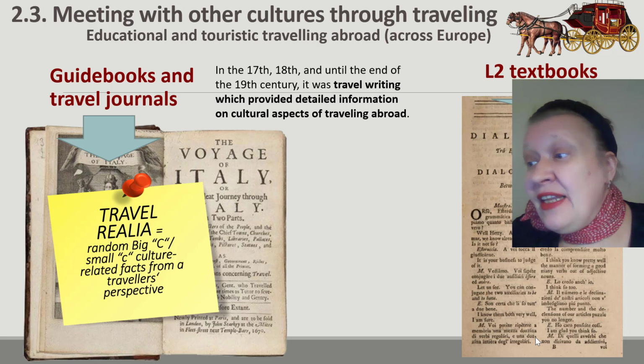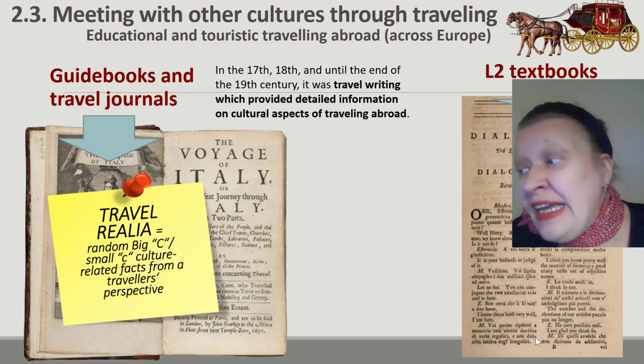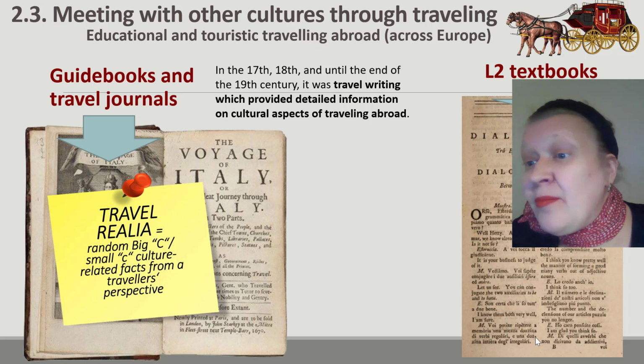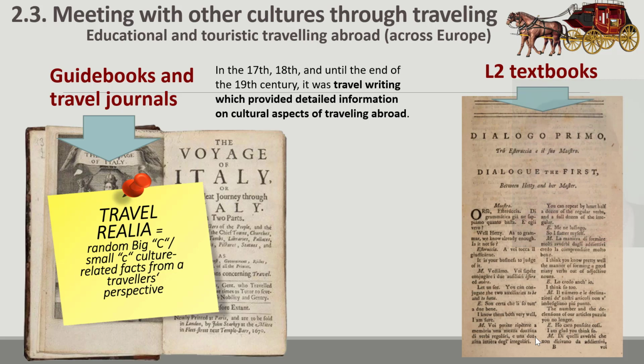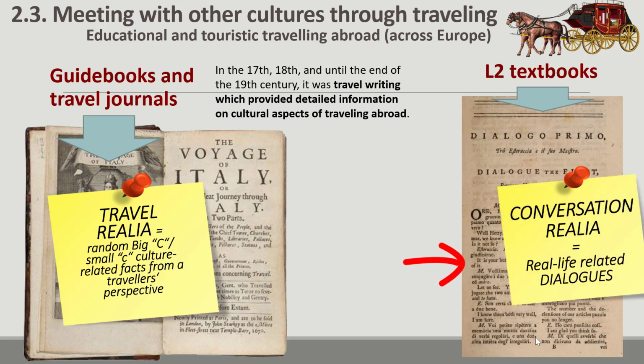However, second language education was completing the travel writing by taking care of preparing travelers for everyday polite communication with foreigners. Thus, textbooks of that time often included dialogues suggesting to be learned by heart. These dialogues referred to everyday polite conversations, so-called conversational realia.